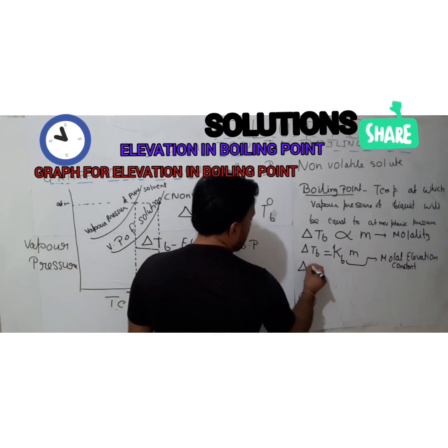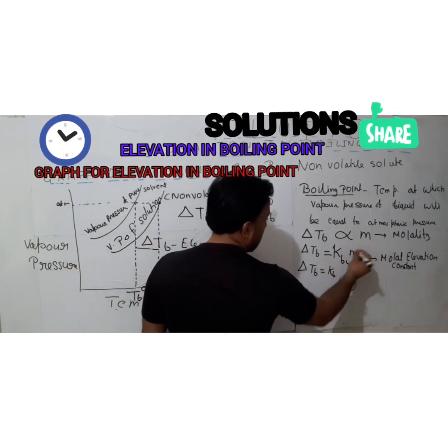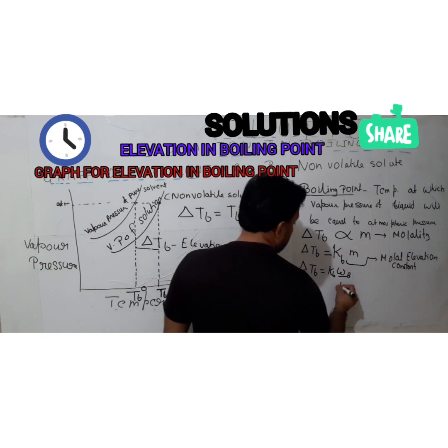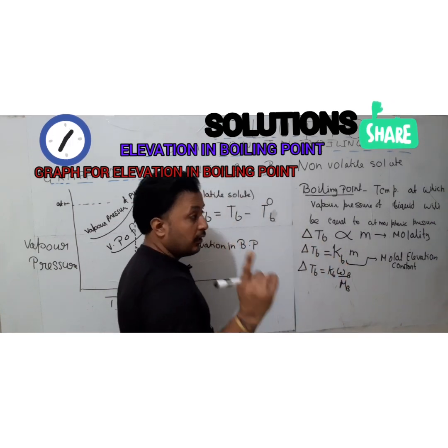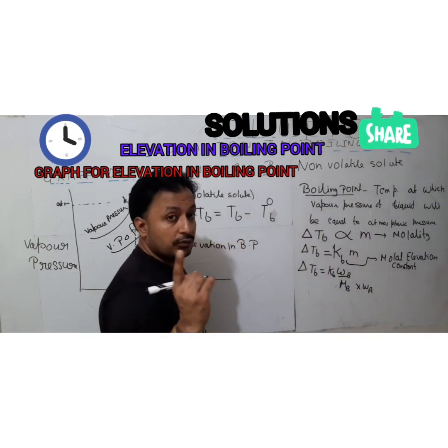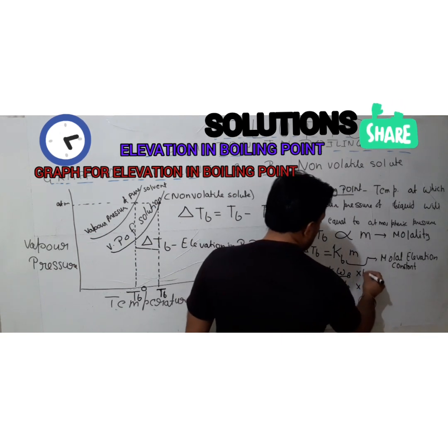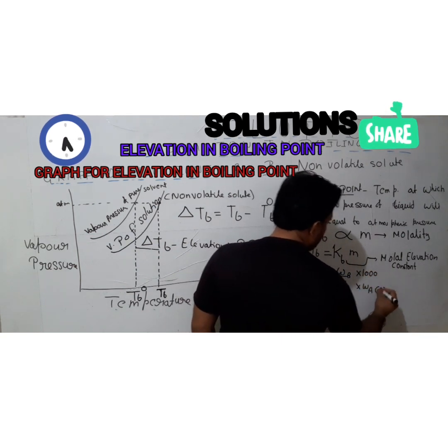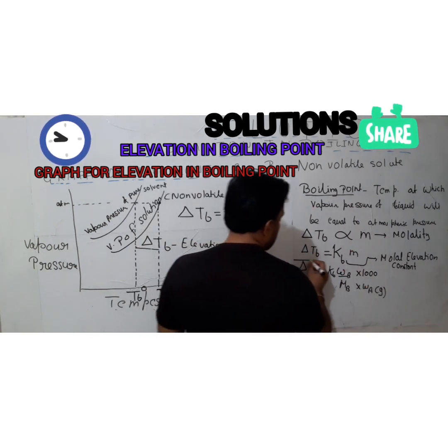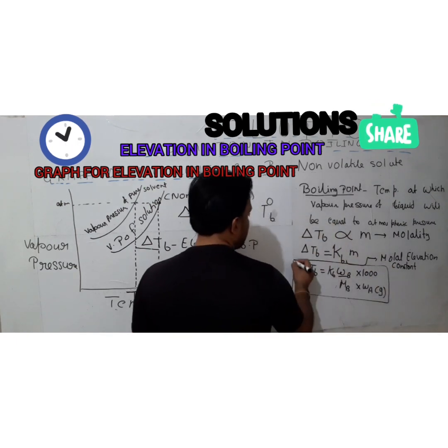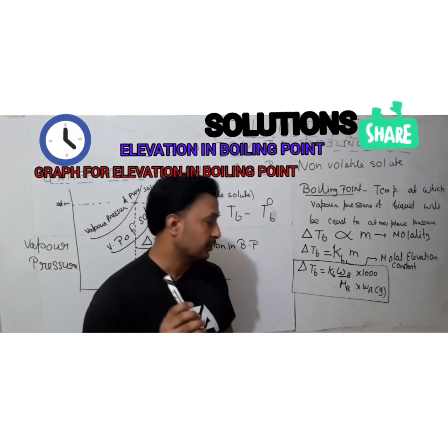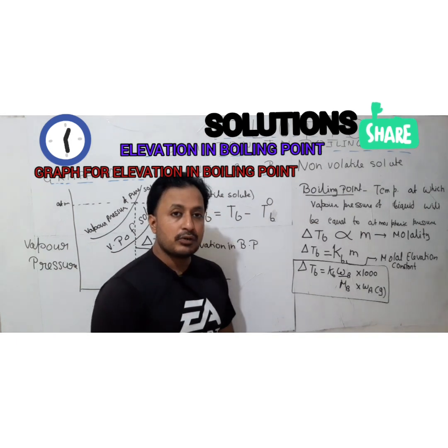So the final formula that we are going to have is delta TB equals Kb, and for molality you can use WB, the given weight of the solute, divided by MB, the molar mass of the solute, multiplied by WA, the given mass of the solvent, multiplied by 1000. If the mass of the solvent is given in grams, it should be converted into kg, so that's why we have used 1000. So this is the final formula for finding the elevation in boiling point by using the given mass of the non-volatile solute, and hence we can calculate the value of elevation in boiling point.